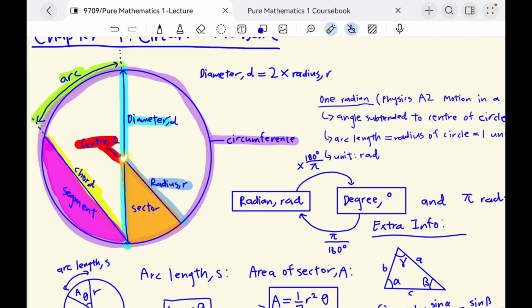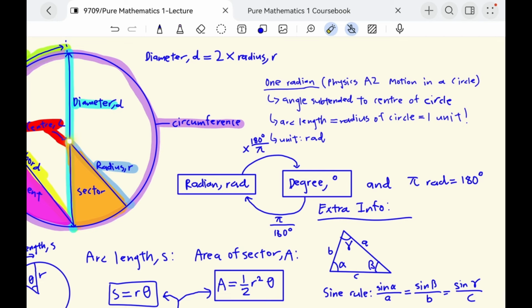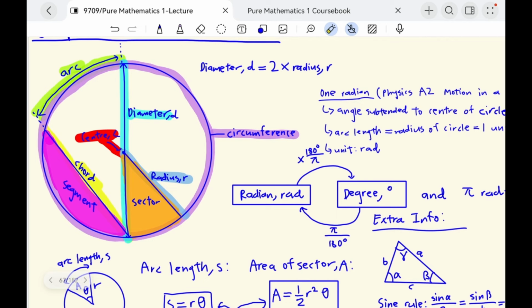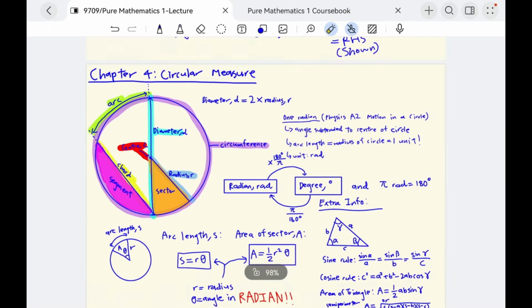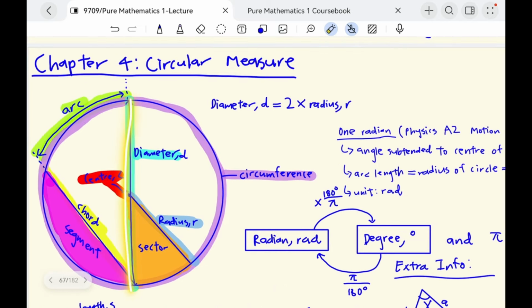A region that is bounded by two radii and one arc, which of course touches the center of the circle, we call a sector. The region bounded only by the chord and the arc, we call a segment. That's the end of the discussion about the properties of the circle. Another thing you should know is that the diameter is twice the radius. You should be familiar with this from secondary school.